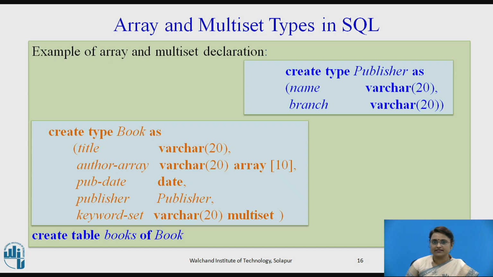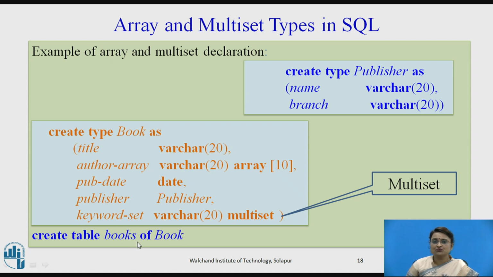What are these arrays and multisets? We have already defined this publisher structure type, with name and branch. Similarly, if we define a table called book, it has multiple things: we take title, author array, publication date, publisher, and keyword set. Let us see what they are. This publisher is of type publisher, which has name and branch. The author array has an array declaration, and the keyword set has multisets.